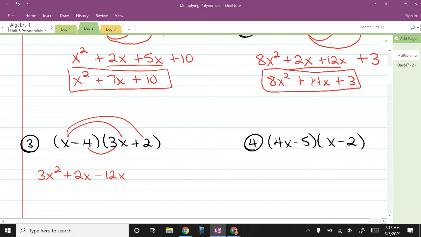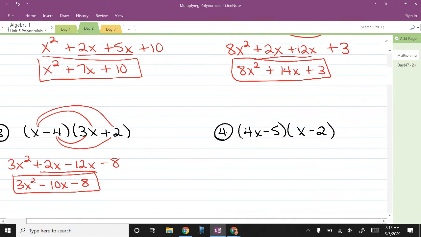And then I multiply negative 4 times 2. And what's negative 4 times 2? Negative 8. And what's my final step? Like terms. What's positive 2x minus 12x? Yep, so 3x squared minus 10x minus 8. All right, one more, then you try.